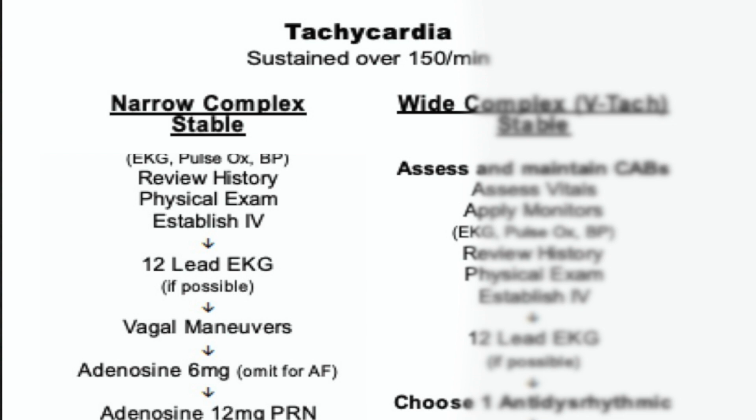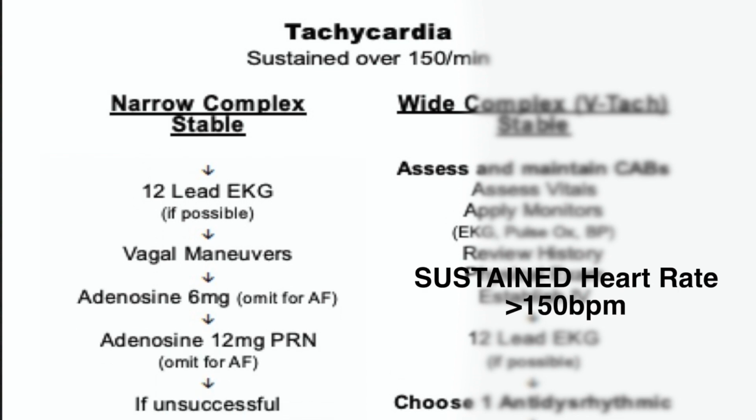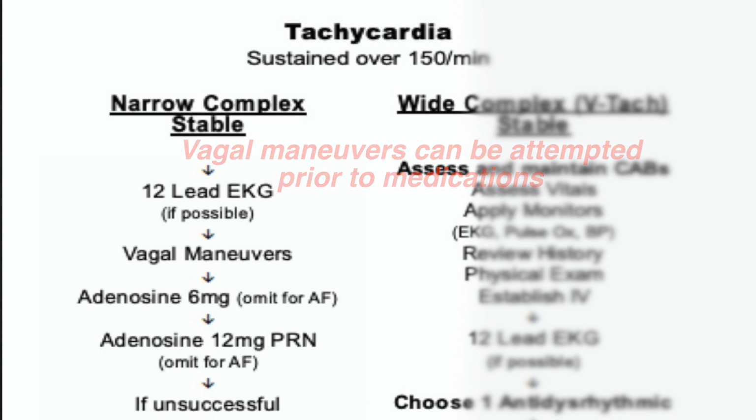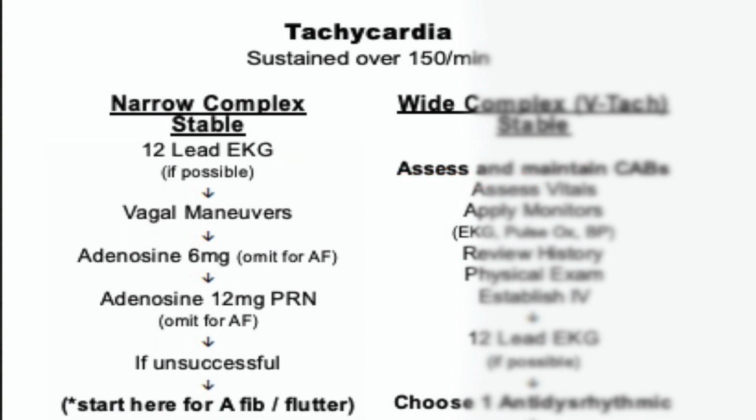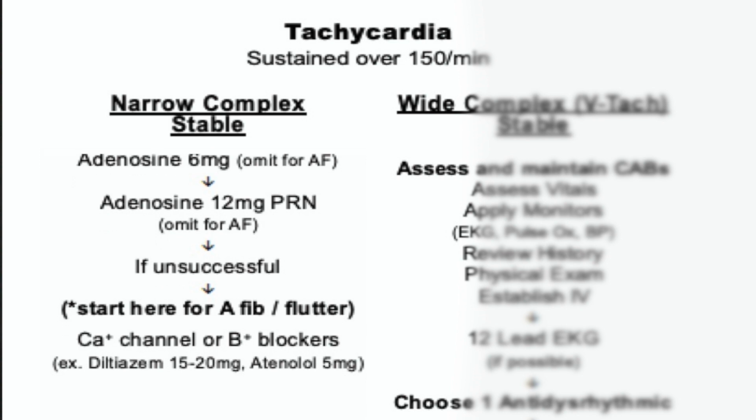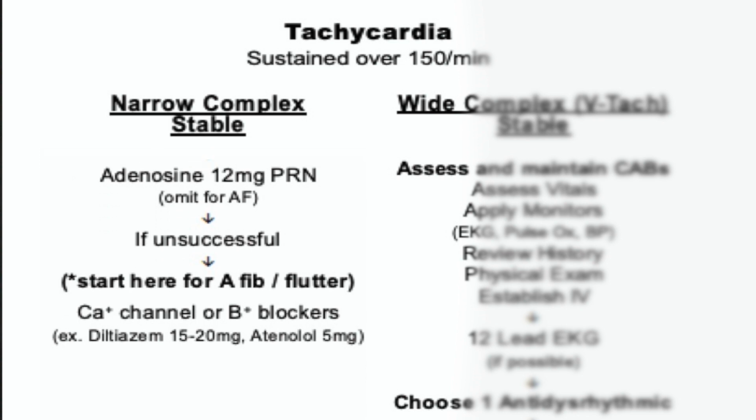And the treatment for narrow complex, regular R to R rhythms that are over 150 would be a dose of adenosine at 6 milligrams. If adenosine does not work at 6 milligrams, we can try adenosine at 12 milligrams. If the patient has atrial fibrillation or atrial flutter, adenosine is not used just because it doesn't work in those rhythms. So in that case, you might have to use a calcium channel blocker or a beta blocker. So the physician could order diltiazem, atenolol, metoprolol, something like that.